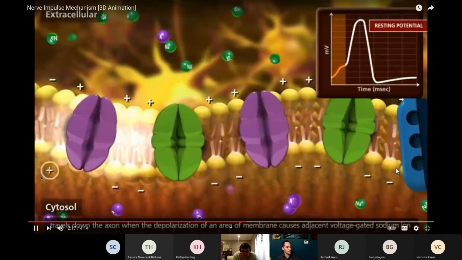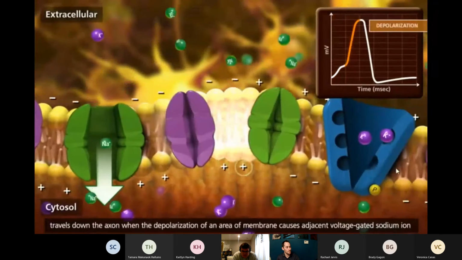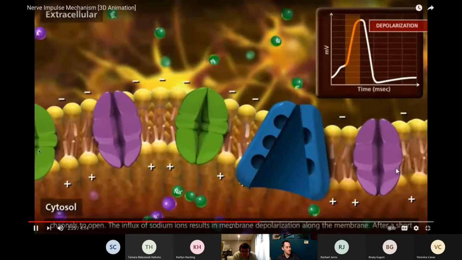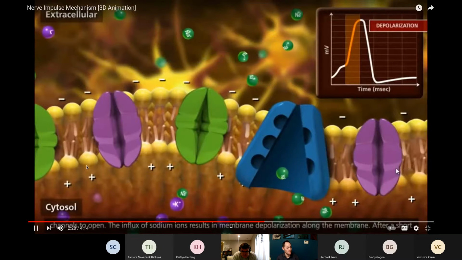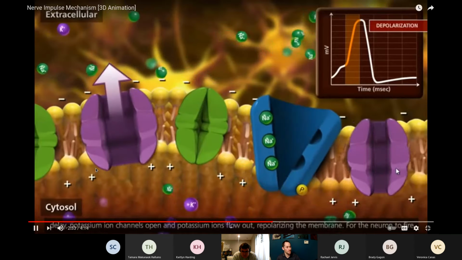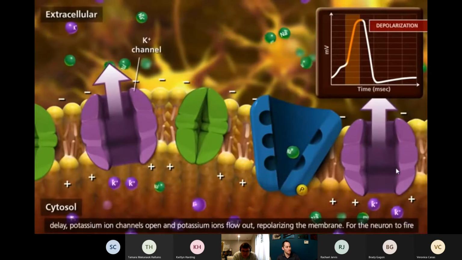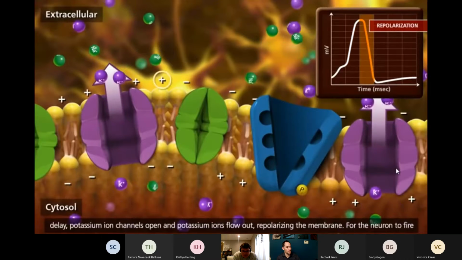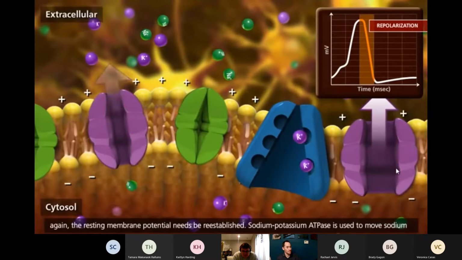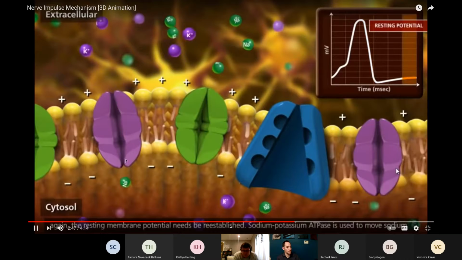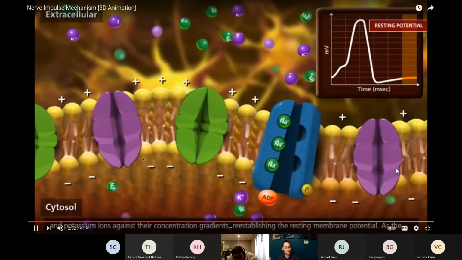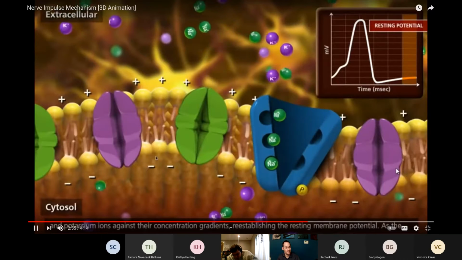The action potential travels down the axon when the depolarization of an area of membrane causes adjacent voltage-gated sodium ion channels to open. The influx of sodium ions results in membrane depolarization along the membrane. After a short delay, potassium ion channels open and potassium ions flow out, repolarizing the membrane. For the neuron to fire again, the resting membrane potential needs to be reestablished. Sodium-potassium ATPase is used to move sodium and potassium ions against their concentration gradients, reestablishing the resting membrane potential.